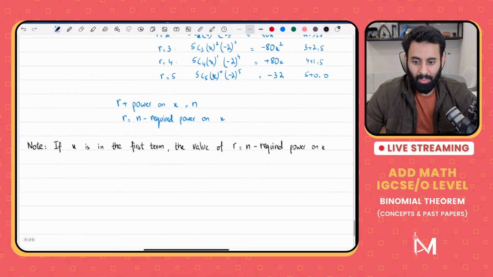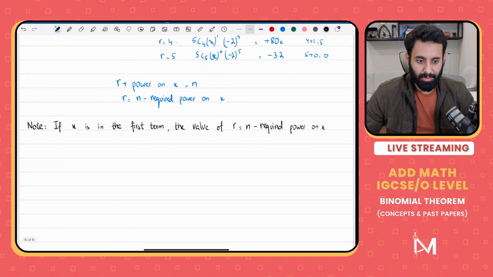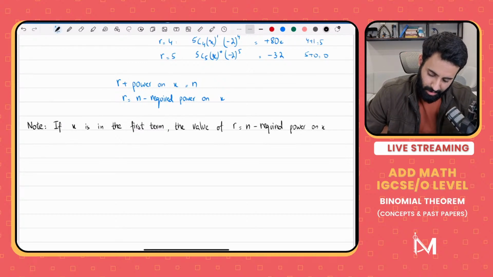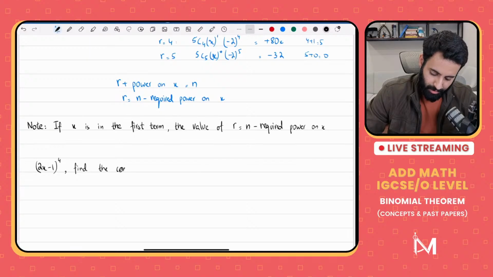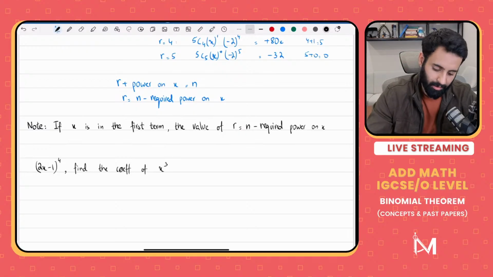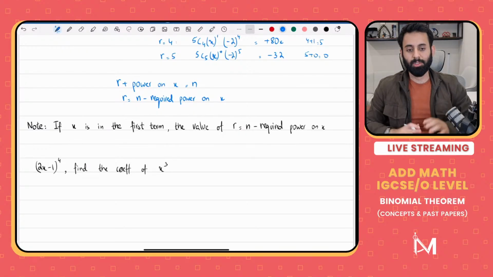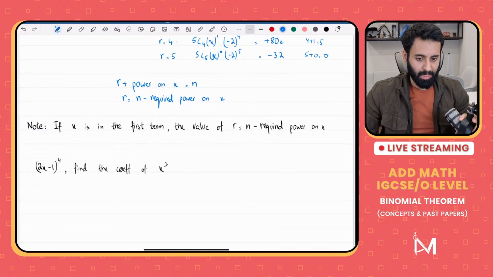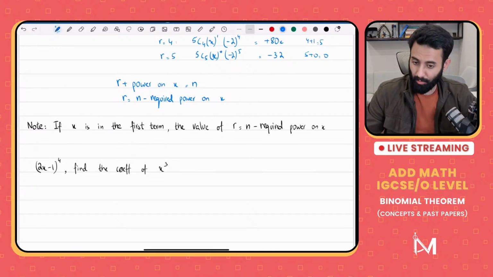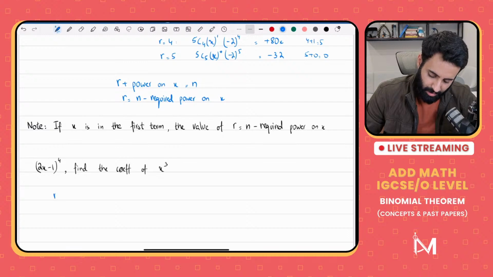Okay, so let's say that you have the following. Let me find a nice example. Let's say you have 2x minus 1, the whole thing power 4, and you're asked to find the coefficient of x cube. Now, once again, you don't have to expand the whole thing. You could, but you're going to be wasting a lot of time. You may not have so much time in the exam. But what will be the coefficient of x cube? Let's see what r will be equal to.